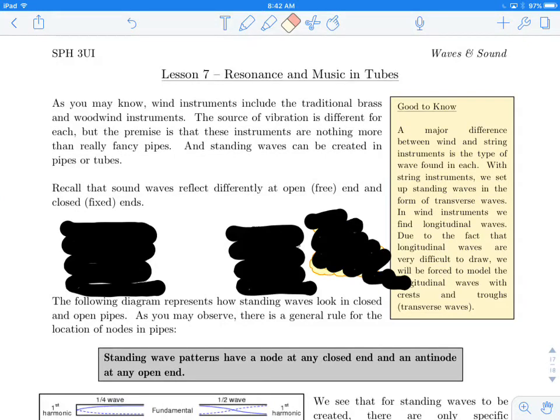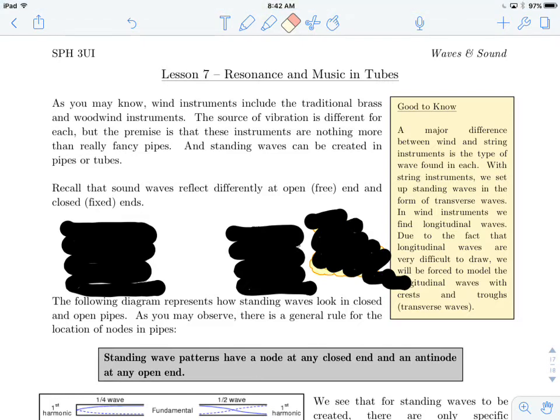So in this lesson, lesson 7, we're investigating resonance and specifically now music in tubes, or music that comes from instruments which are pretty much just really fancy pipes. Wind instruments, of course, include the traditional brass and woodwind instruments like saxophones, and also trumpets and trombones. But the source of vibration is a little bit different for each.